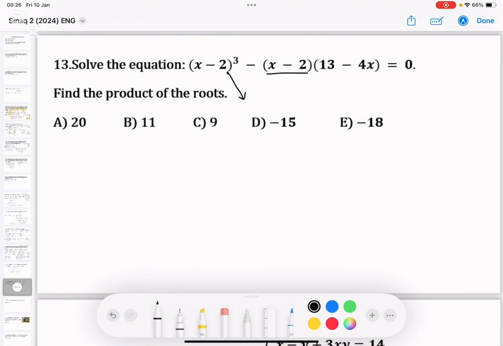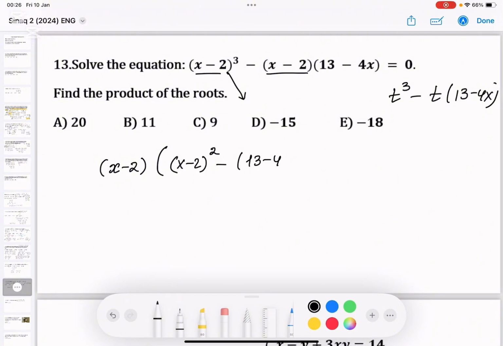You see here common factors, isn't it? It's as if you have t cubed minus t times 13 minus 4x. So when you have common factors, you can just take them out. So I'm going to take x minus 2 out of the brackets. And in new parentheses, I'm going to have x minus 2 squared minus 13 minus 4x left. Now I see the product that is equal to 0. So I don't need, again, to open the brackets or do anything like that. So I'm going to leave x minus 2 as it is. I'm going to open the brackets within the second parenthesis.